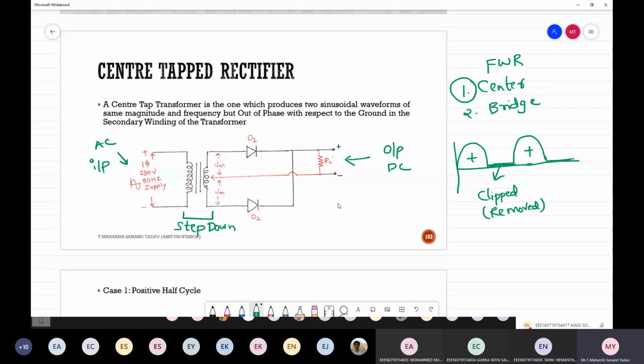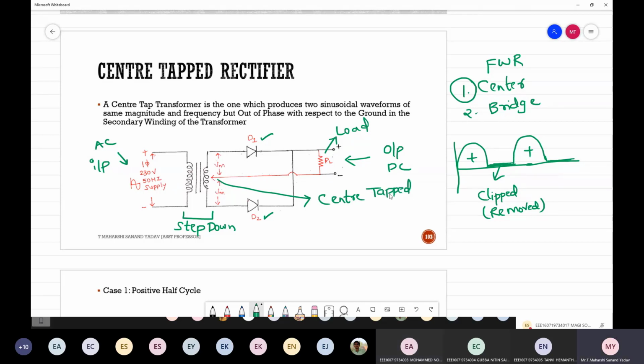Now what will happen in the case of this center tapped? Can anyone tell me what will be the shape of the output waveform? This is nothing but a step down transformer. I'm making use of 2 diodes, D1 and D2, and here RL is nothing but the load. Whereas this portion is nothing but the center tap.